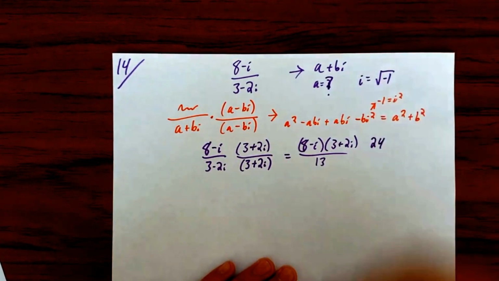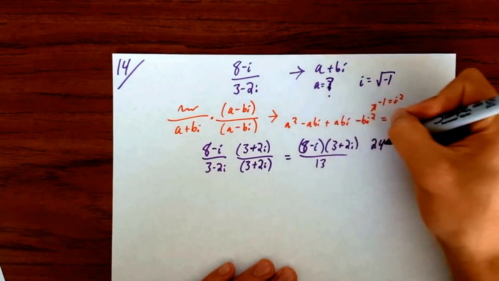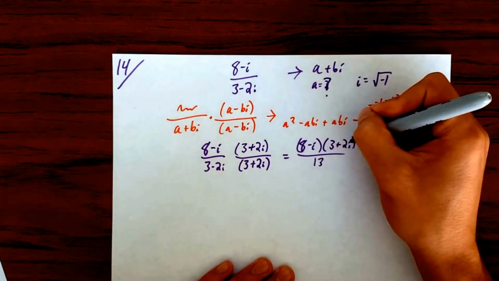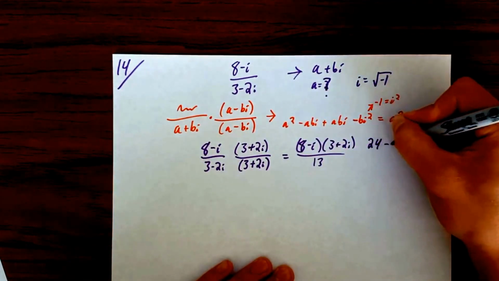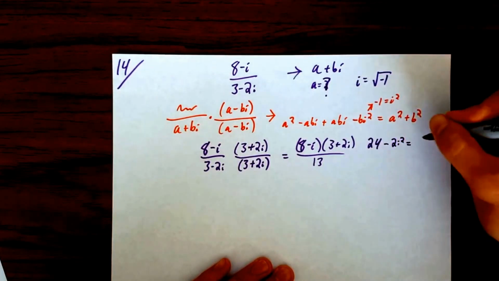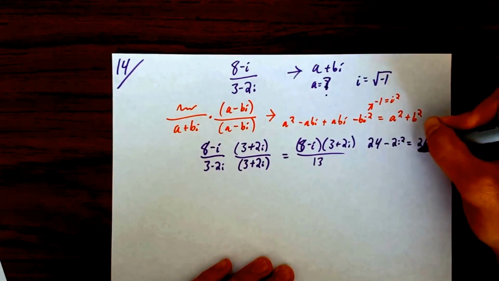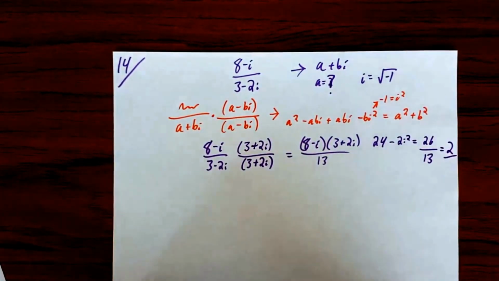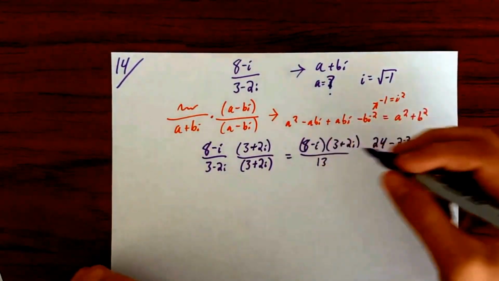I'll just demonstrate that quickly. I'm going to skip completely expanding this and just do 8 times 3 is 24, and then minus i times plus 2i is minus 2i squared, which becomes plus, so it's going to be 26. So you can guess your answer should be 2, which is a. All right, I'm going to do that a little bit more rigorously.